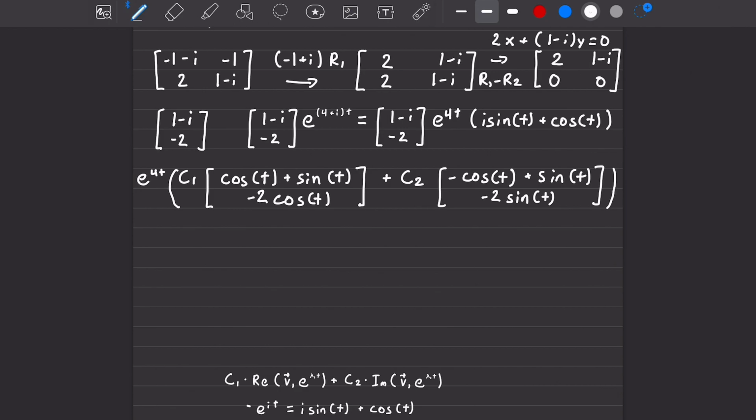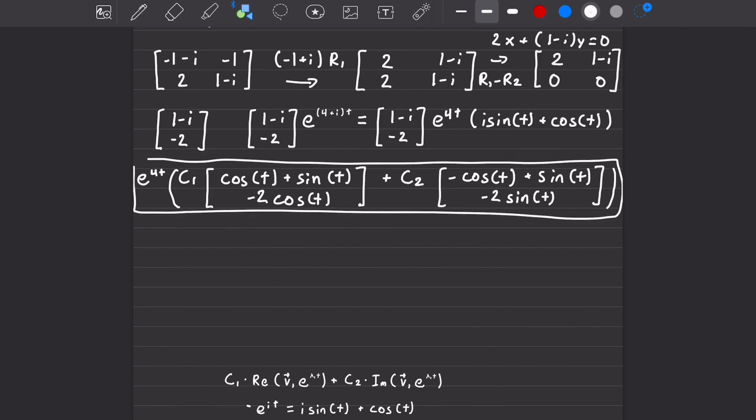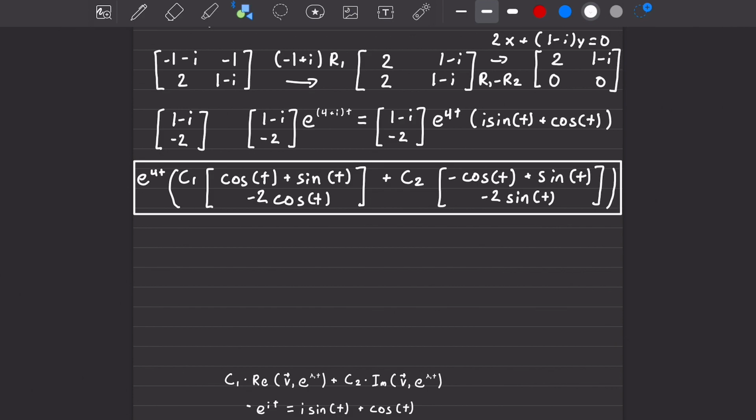So let me actually just box this in like I had before. I think that might be helpful. But yeah, that's essentially what you've got to do on these kinds of problems. I've just noticed that pulling out the e to the 4t, the real one, just makes it a little bit easier so you don't have to write it again and again. And that's essentially all there is to it.